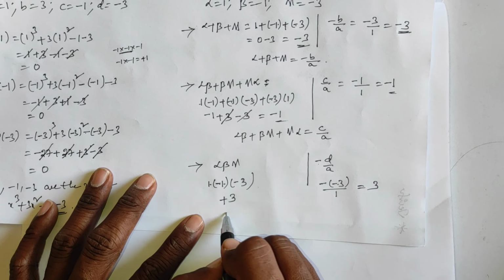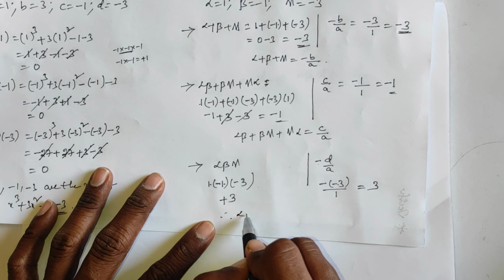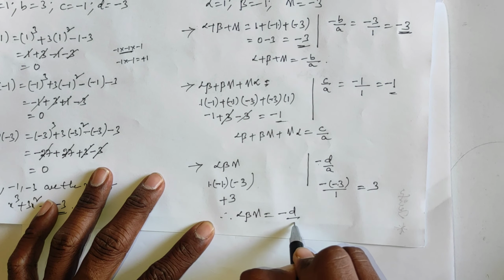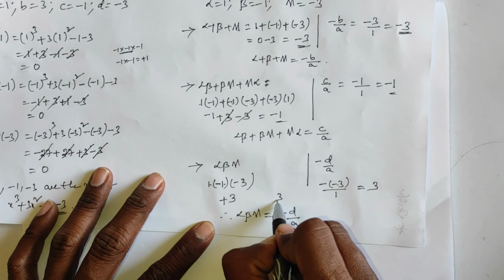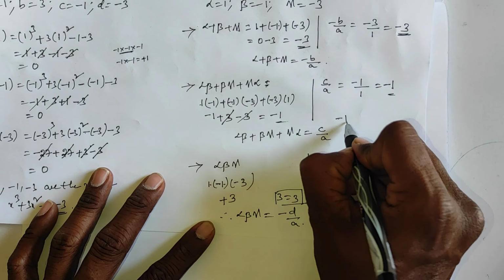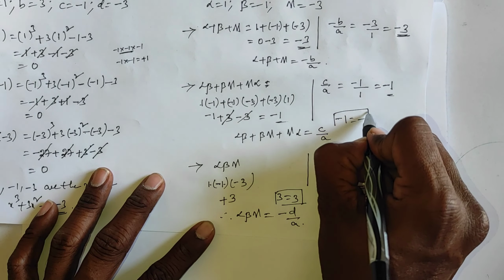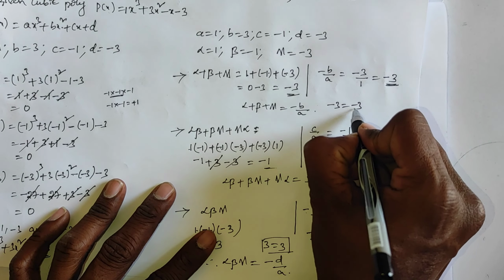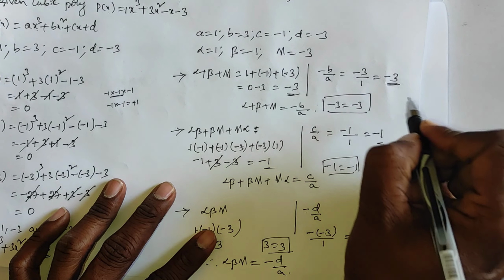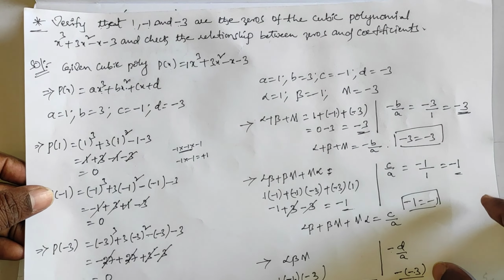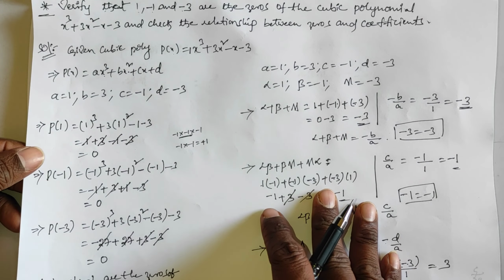So we can write alpha beta gamma equals minus d by a, here 3 equals 3. Got the same. Here minus 1 equals minus 1, and here minus 3 equals minus 3. Hence we verified. Okay, so this may have a chance to come as a question.